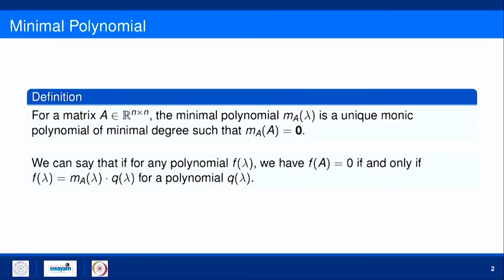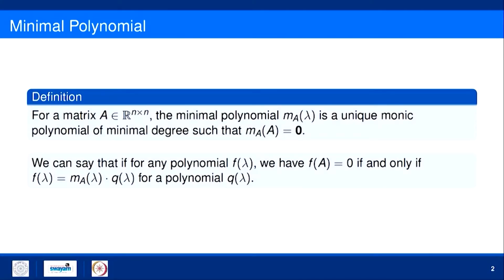Hello friends, welcome to the module of the course Essential Mathematics for Machine Learning. The module name is Minimal Polynomial and Jordan Canonical Form. Again, it is a very important topic from matrix theory, and we will see it is a generalization of what we have learned earlier, that is, diagonalization. So first we will discuss minimal polynomial.